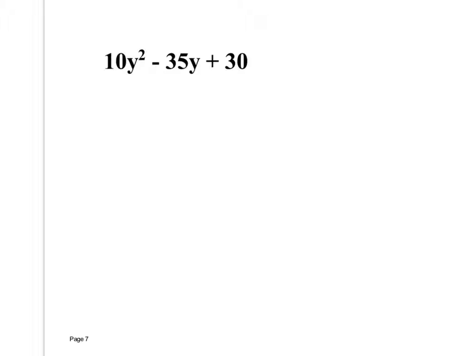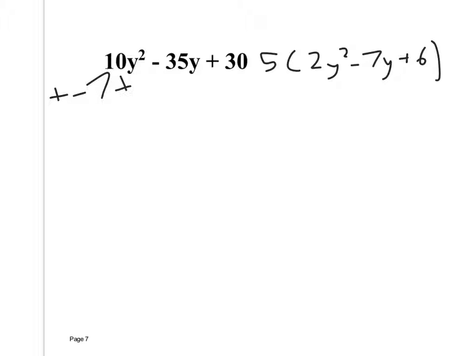I looked to see, I do have a common factor there. I can take 5 out of all of that. That gives me 2y squared minus 7y plus 6. Much easier to work with. So I forget about the 5 until the end. I need to figure out what would add to give me negative 7 and multiply to give me 12.